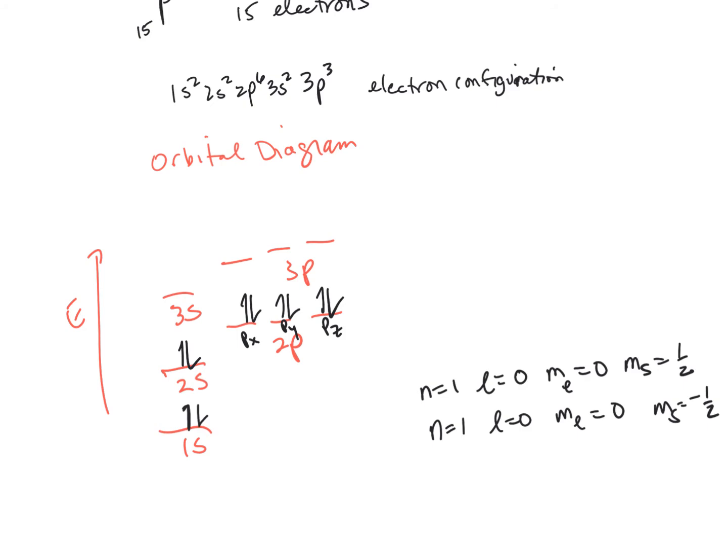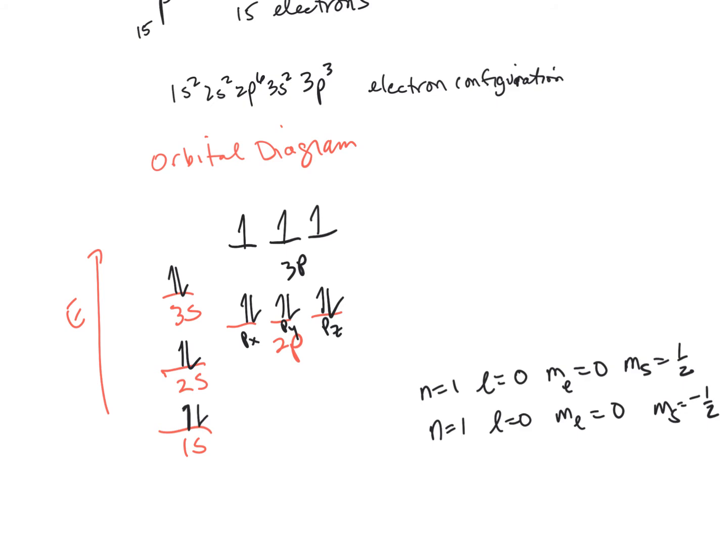The next two go over here. So there's spin up, spin down in the 3s. And then this 3p, let me move these up just a little bit. 1, 2, 3. Those are the 3p's. You have 3 more. 1, 2, 3. So they fill across with spins parallel, and that is what neutral phosphorus is like.